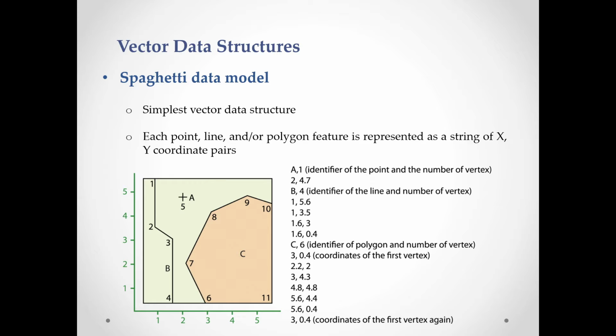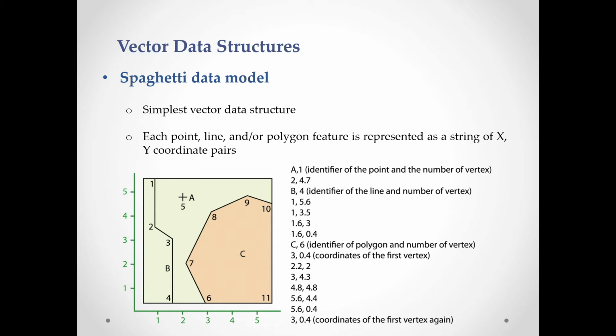Now we'll see what the vector data structures are and what the spaghetti data model is. The spaghetti data model is one of the simplest vector data structures. Each point, line, and polygon feature is represented as a string of x and y coordinate pairs.